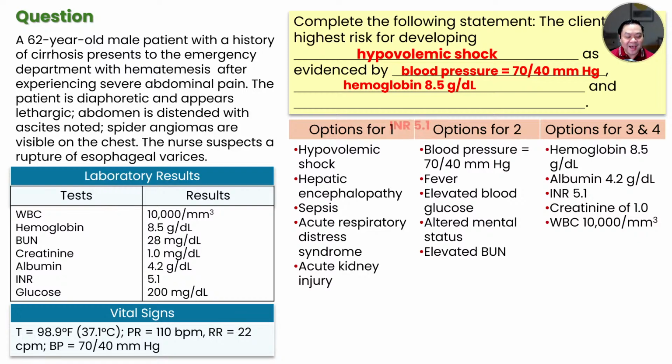And then the last answer would be the INR of 5.1. That is so elevated. Take a look at that value in the INR. An elevation of the INR suggests that there is an impairment of the liver function, and this is going to place the patient at a high risk of bleeding due to the coagulopathy. And so this is one of the contributory factors in the patient's bleeding as well. All right, let's go into the next question.